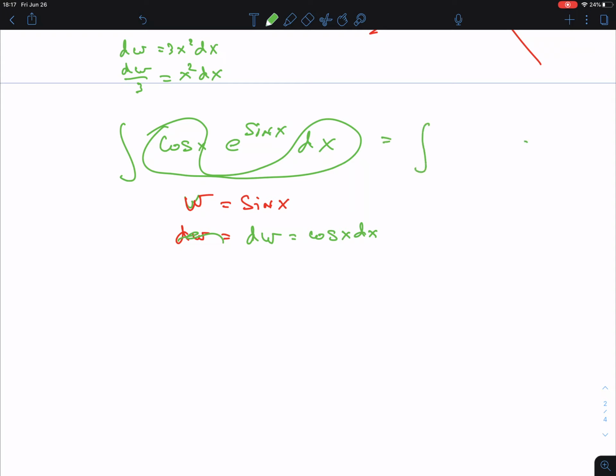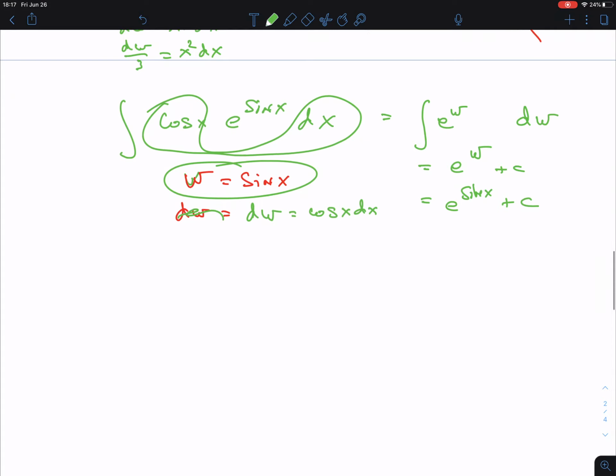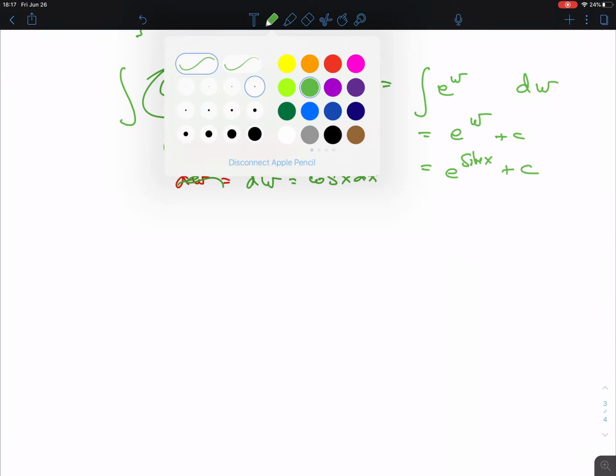So we get dw, and then we have e to the w, because w is sine x. The derivative of e to the w is just e to the w, and if I antidifferentiate e to the w and plug back in, that is e to the sine x plus a constant. And that's it. So here is an example.